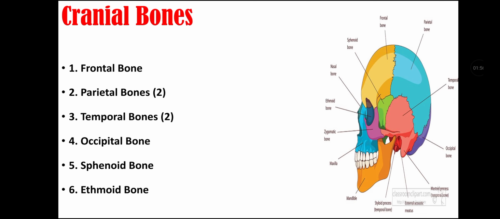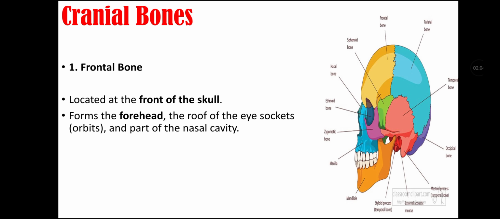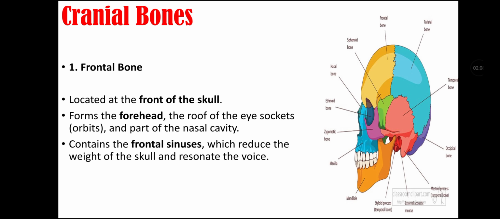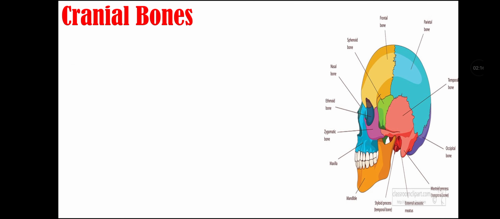Now let's talk about these cranial bones one by one. So first cranial bone is frontal bone. It is located at the front of skull. It forms the forehead, the roof of eye sockets and parts of nasal cavity. It contains the frontal sinuses which reduce the weight of skull and resonate the voice. It articulates with the parietal bones at the coronal suture.